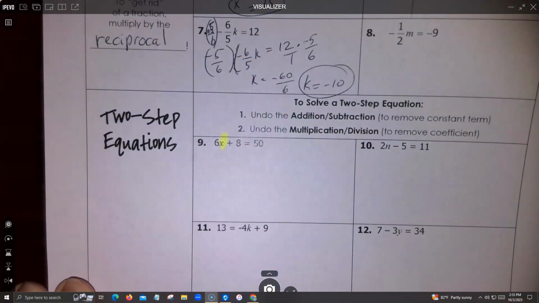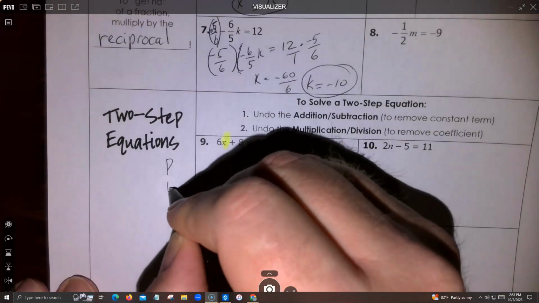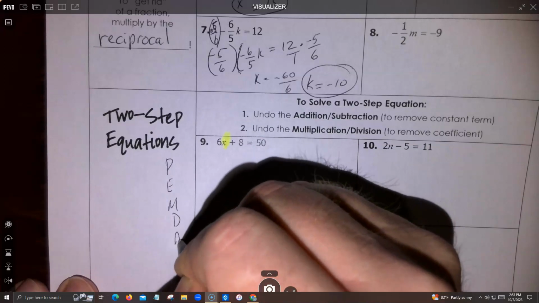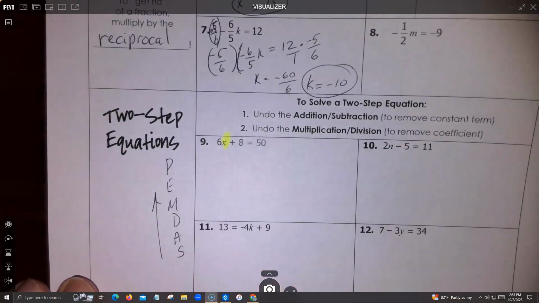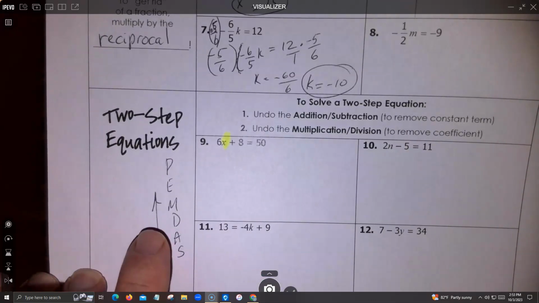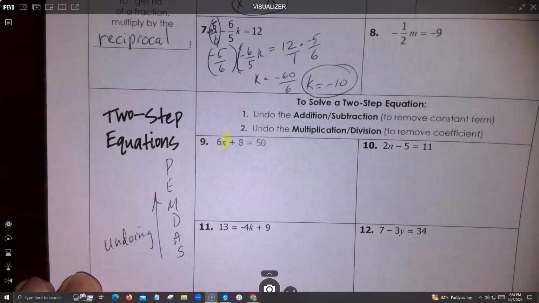In order to do that, you have to undo everything you see. So the idea here is, remember when you learned PEMDAS or the order of operations? Because we're trying to undo everything, you're kind of going to go in that direction. So you're going to do any adding, subtracting, undoing, and then multiplying and dividing. Remember, we're undoing. We're kind of unraveling the steps that have already been made.